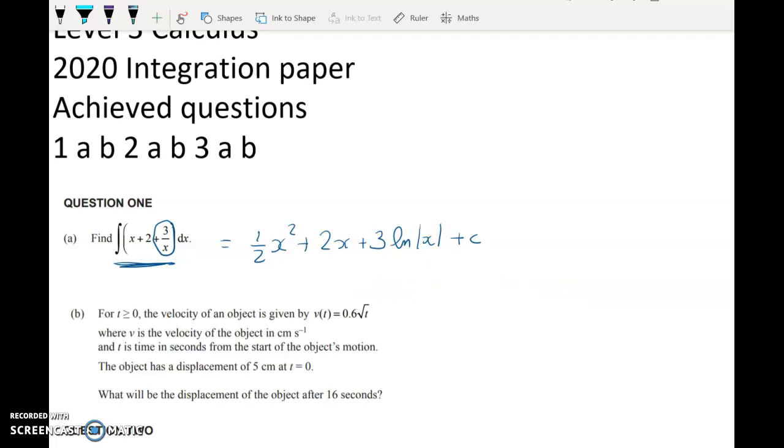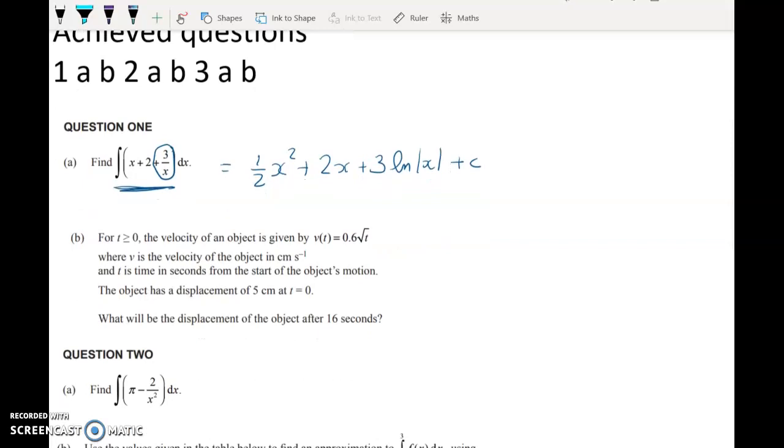In the next question, we've got a kinematics problem, just like we used to have in level 2, only the function's got a fractional power in it. We've got velocity. Velocity is equal to 0.6 t to the 1/2, and we're being asked to find displacement of the object after 16 seconds, and we're told that when t is 0, v is 5. So we'll start by anti-differentiating 0.6 t to the 1/2.